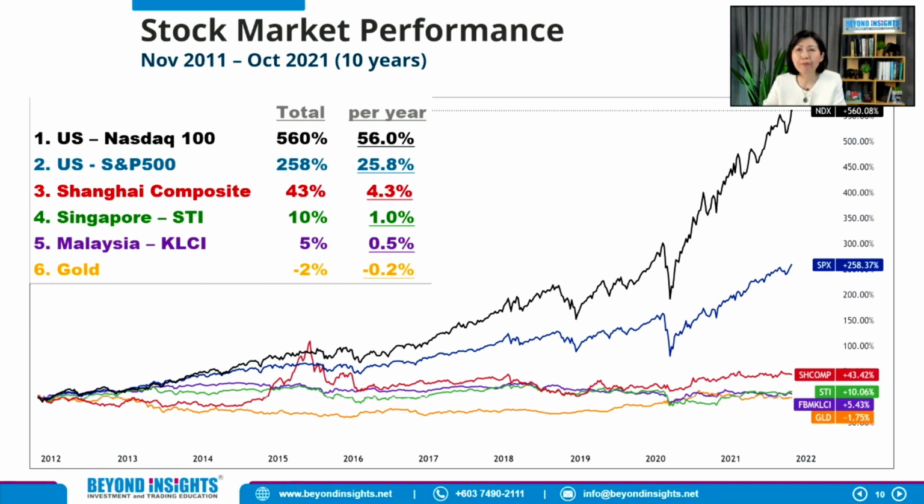But the question is why? And is this sustainable? The most important reasons why the US stock market can perform is because of the significant money supply, also the economic stability.